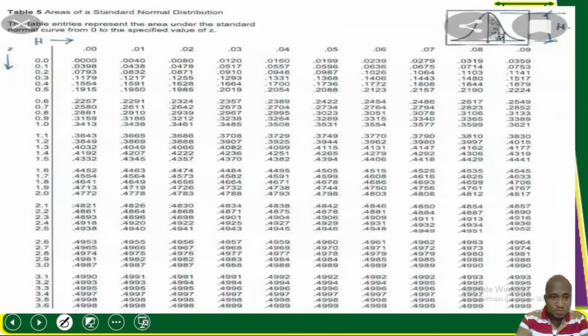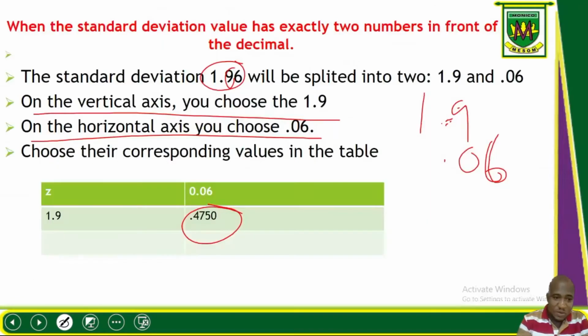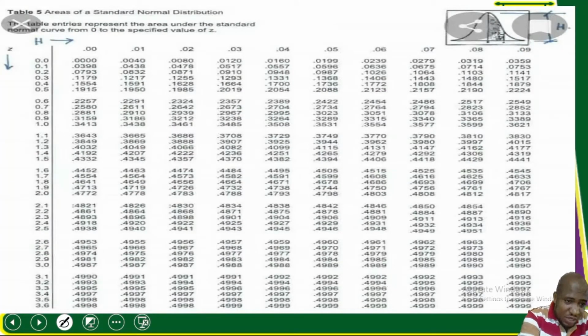Let's see. On the vertical axis we have 1.9. We can see our 1.9 on the vertical axis. This is the 1.9. And now the horizontal axis, this is our 0.6. What is their corresponding value? Now let's trace and see.